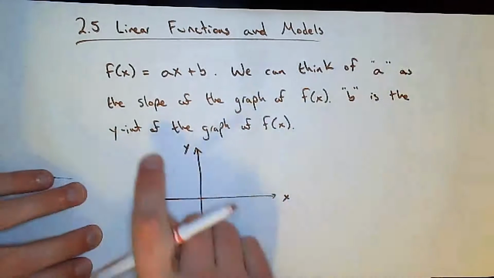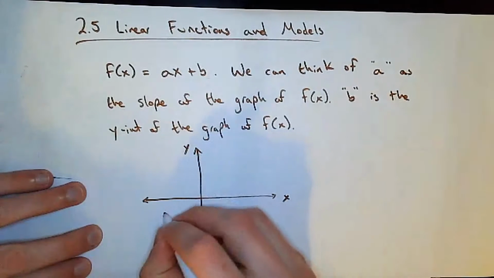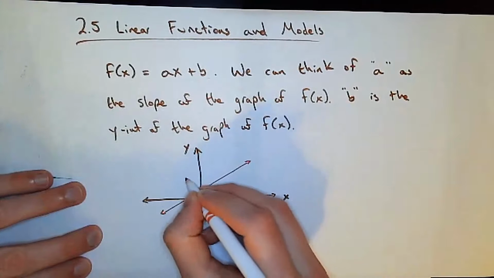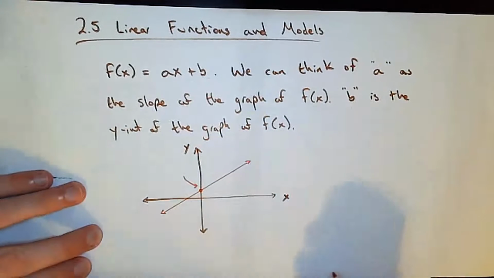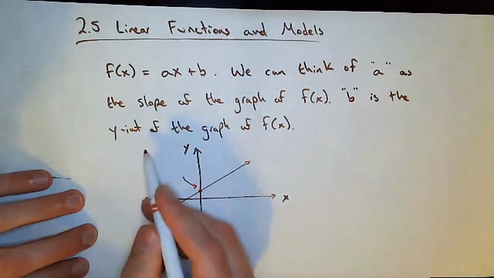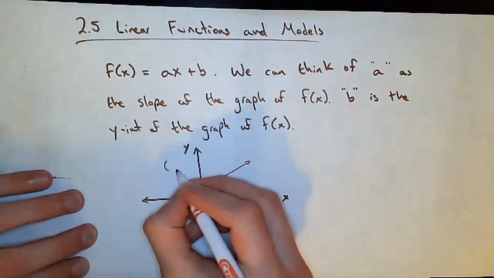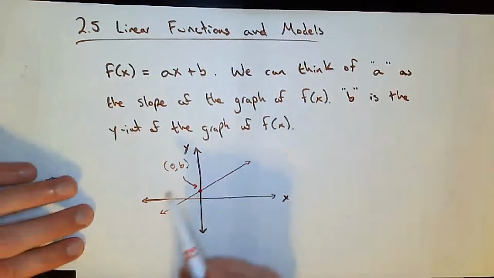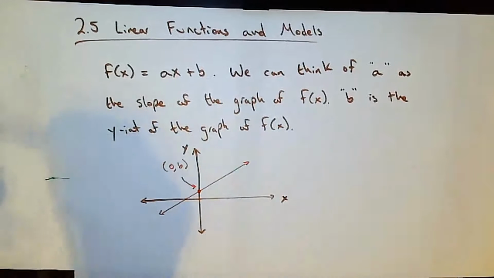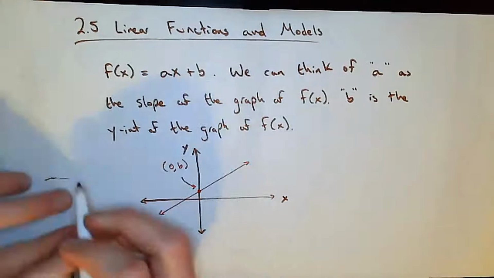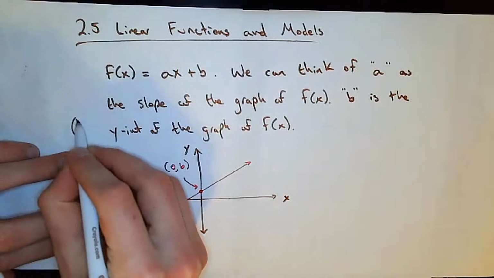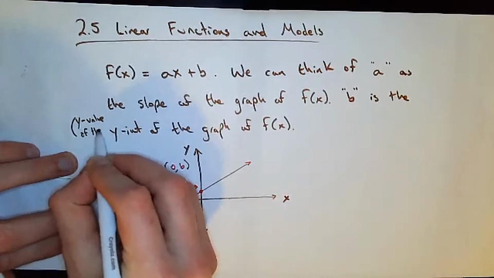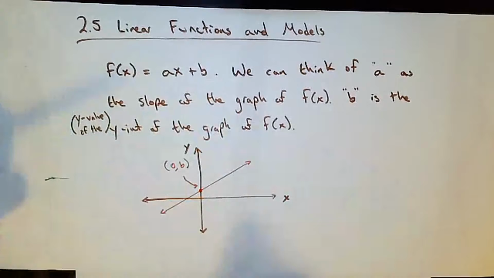So how do I represent a and b? Well, b is easy. b is the y-intercept. I can literally point to it right there. I should really say b is the y value of the y-intercept, because the y-intercept is a coordinate point, 0, some number b, right? So b is the y value of the y-intercept.